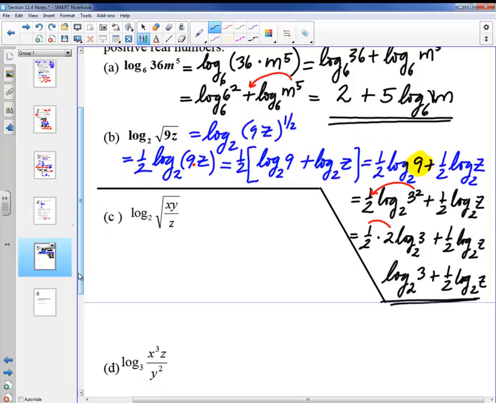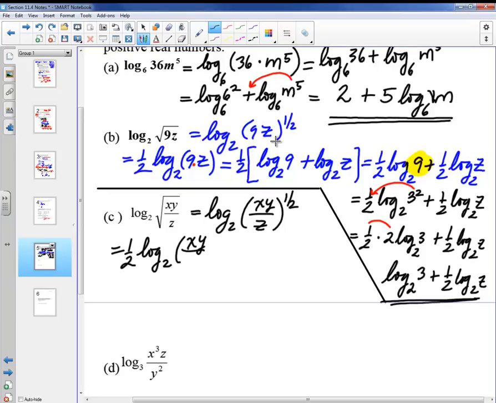Okay, so in this next example, you also have a square root, so I'm going to change that into log base 2 of xy over z raised to the 1/2. And we can put the 1/2 in front, but do it like we did here with the 1/2. So I'm going to put the 1/2 right here for now, log base 2 of xy over z. But anything you do to break that log down now will be affected by 1/2, will be multiplied by 1/2. So I'm going to put brackets in there.